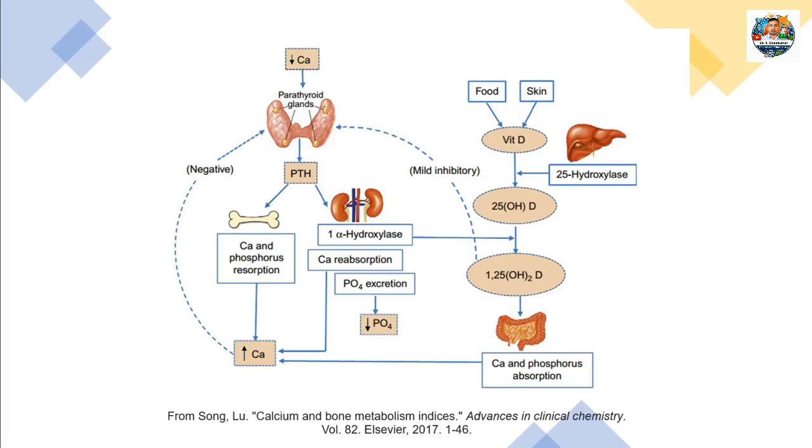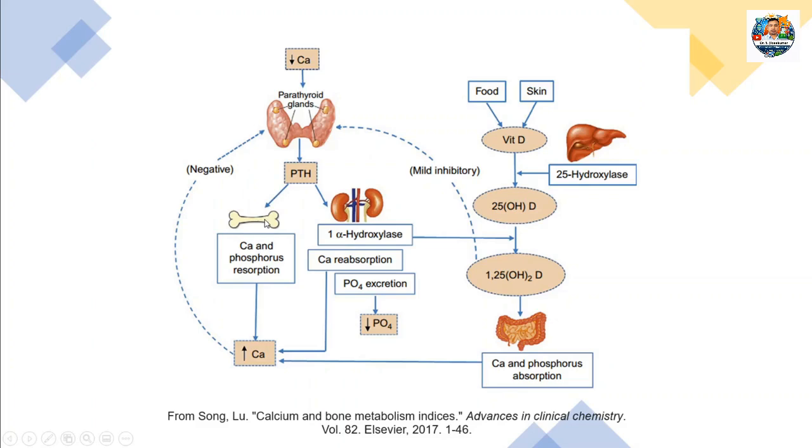So in this particular diagram, we'll see the effect of low plasma calcium on the different organs and hormones. If the plasma concentration of calcium is lower than normal, then this will be sensed by the parathyroid glands, and as a result they will produce parathyroid hormone. Now this parathyroid hormone has receptors, particularly in bone cells and kidney.